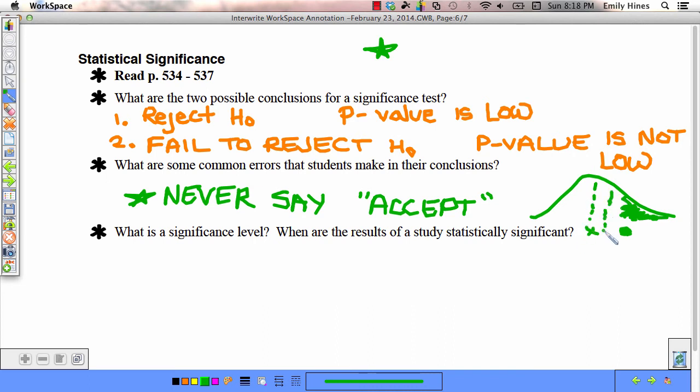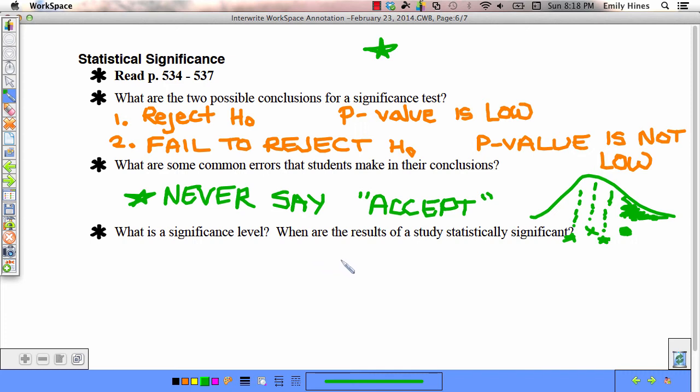It could also happen if this were the true value, or if this were the true value. Okay, so you can't actually pinpoint what the true value is. You can just say whether or not you have evidence to reject the claim that's being made. Never that you have the evidence to accept it.